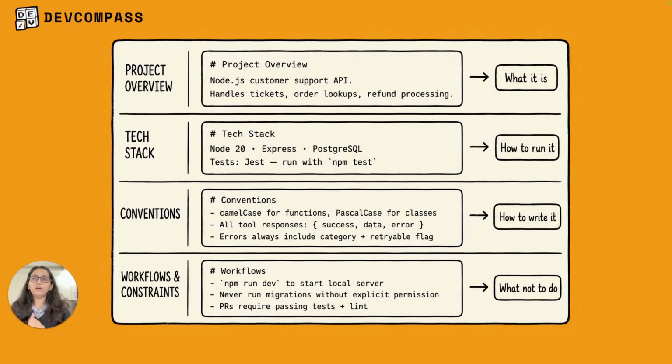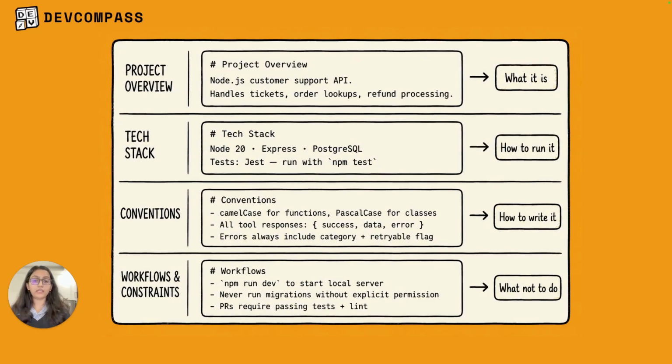Okay, so let me show you what the claude.md file actually contains. First, we have divided it into 4 labeled sections. The first one is project overview, 1 or 2 sentences. What is this code base about? What does it do? So this is a Node.js customer support API. It handles ticket creation, order lookups, and refund processing. Claude reads this and immediately knows what it's working on.